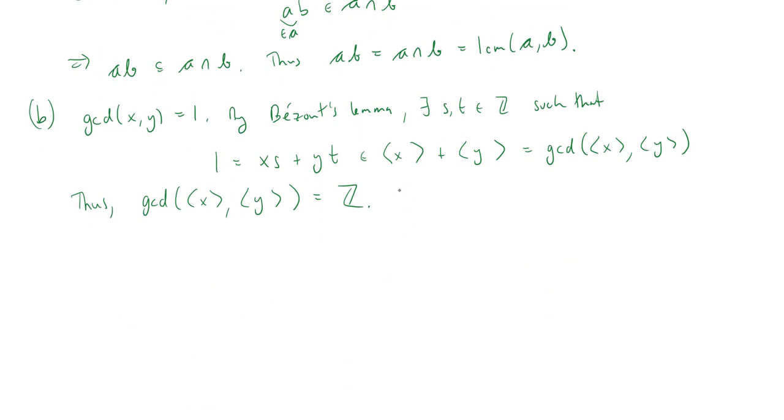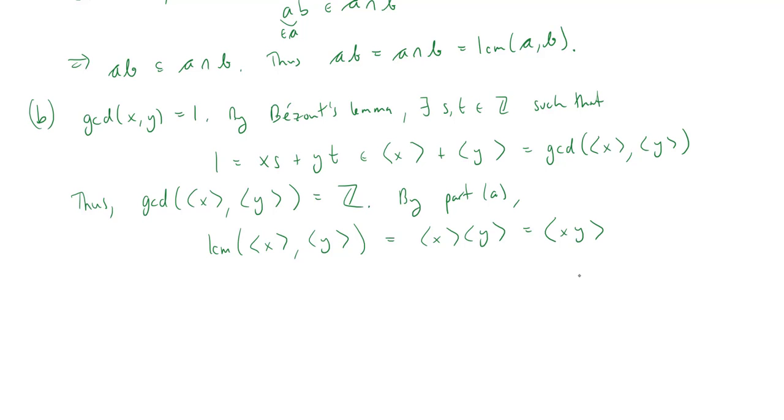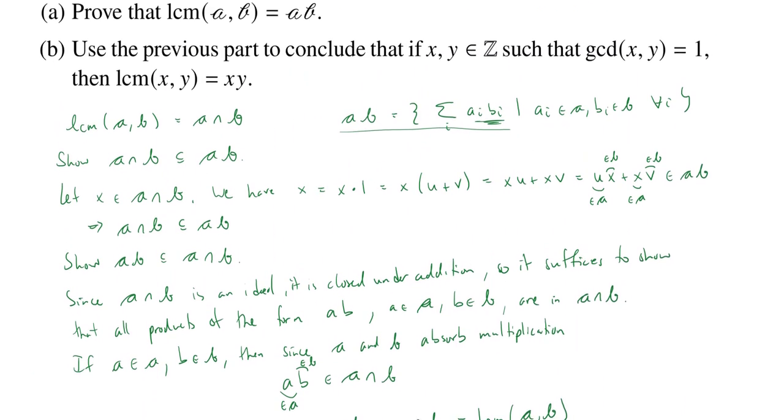Okay, so by part A, the least common multiple of the ideal generated by x and the ideal generated by y is equal to the product of the ideal generated by x and the ideal generated by y. And of course, in class, we even showed that in this situation, this is equal to the ideal generated by x times y.